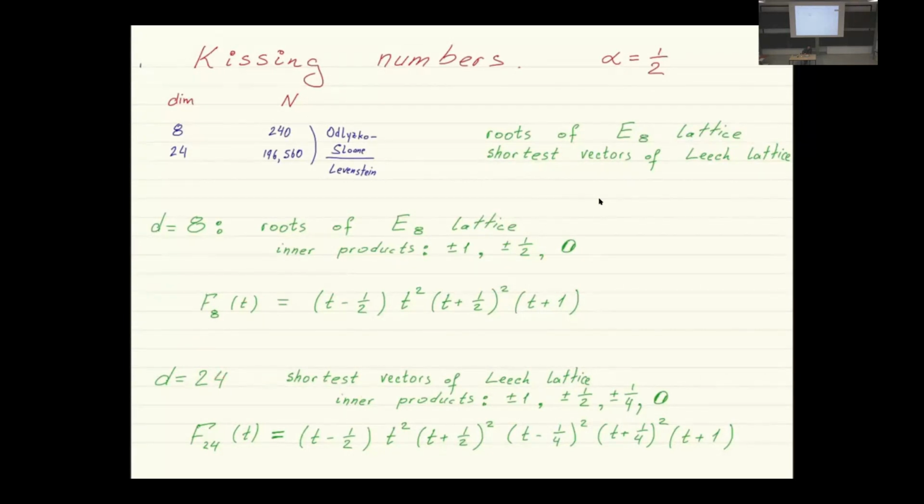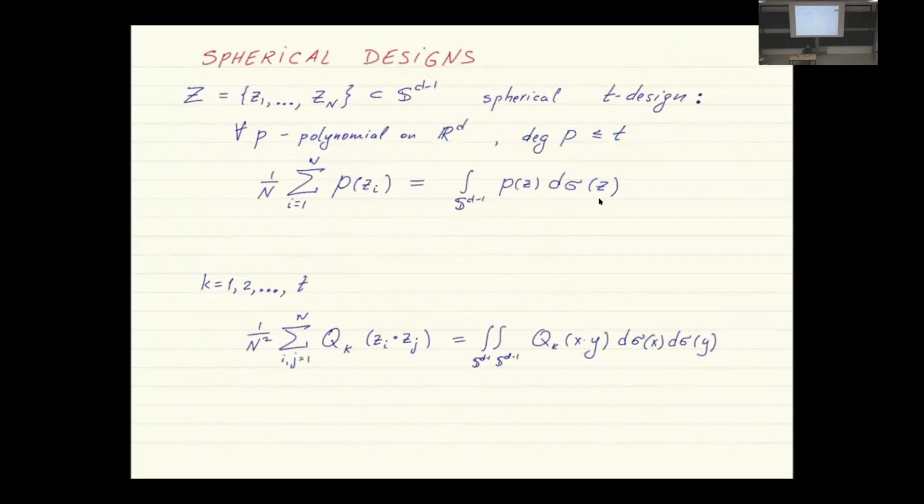And for the Leech lattice in dimension 24, there is an extra value of the inner product, plus minus 1/4, and it works the same way. So magically it all works out. This most natural polynomial turns out to be positive definite, and it turns out to give you the exact bound. All right. Let us look at some other applications of the linear programming method.